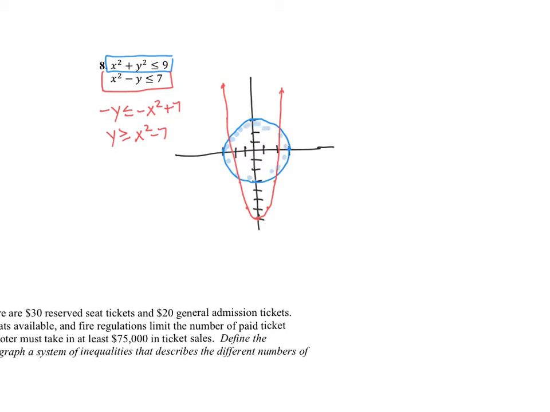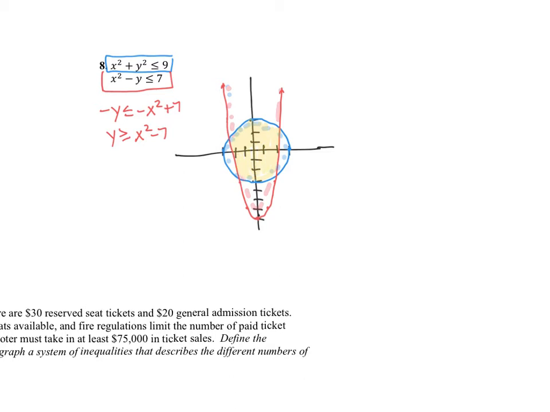For the parabola, y is greater than or equal to x squared minus 7, so above the parabola, or if you plug in 0, 0, that's fine. So let's see, that would be kind of inside. Okay, so inside the parabola and inside the circle, which gives me this region, and here is my solution region.